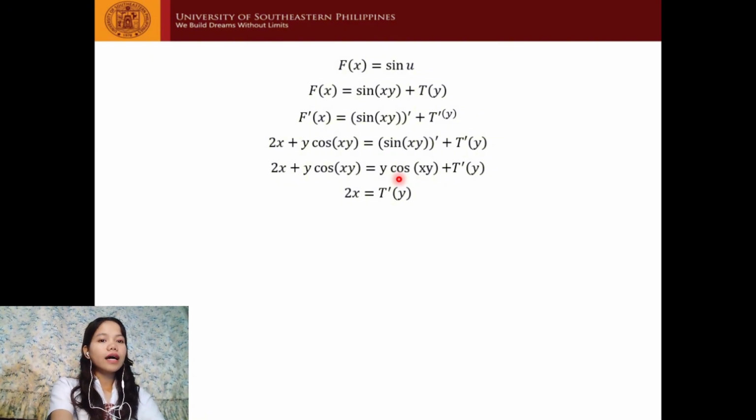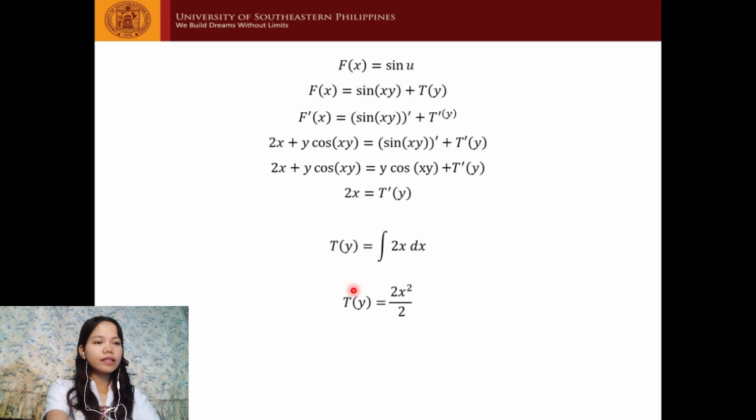So to get t of y, we are going to apply the integral on both sides. So the integral of t prime of y equals t of y. And now we will solve the integral of 2x. So what we have is t of y equals 2x squared over 2. So we can just simplify this expression and turn it into x squared. Now what we have is that f equals sine of xy plus x squared. So that is the final answer.